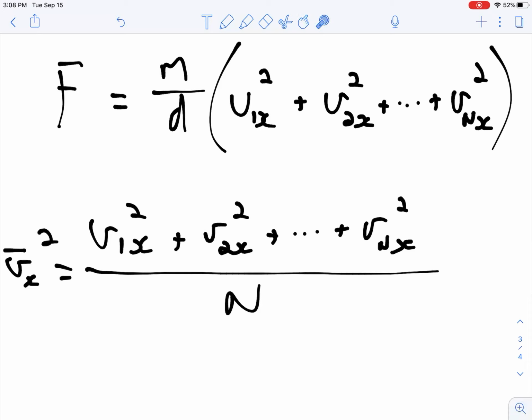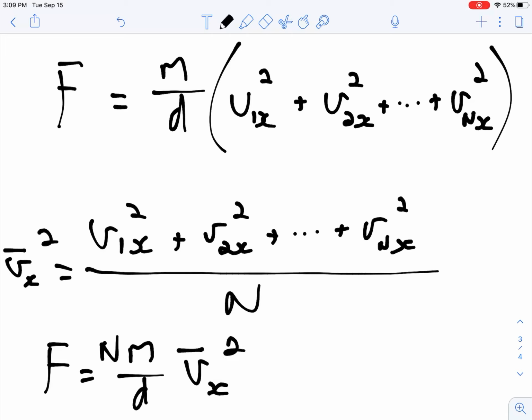Anyways, that term we can then say is equal to the average times n. So I can substitute the average v squared and n. So the force would equal m over d times n times the average, not vector, average v squared. That gives me the total force on one of our walls by all of the particles in just one dimension, in this case the x dimension.